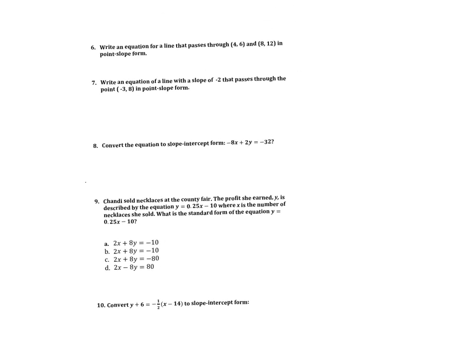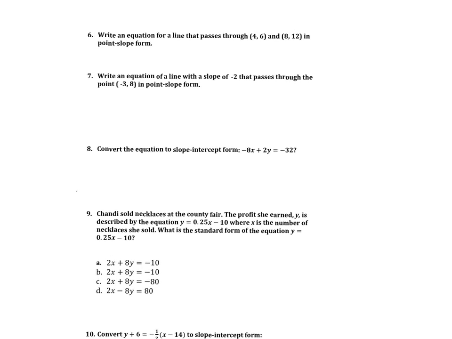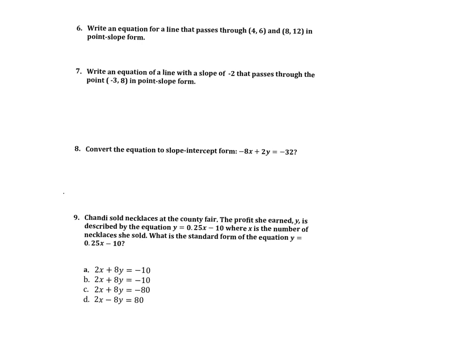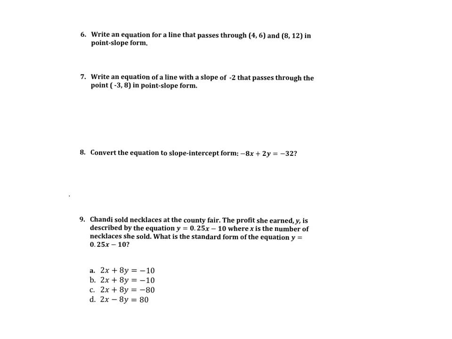Okay, this is a video for page 2 of the study guide, starting with question 6. Question 6: write an equation for a line that passes through (4, 6) and (8, 12) in point slope form. So now we are switching to point slope form. You'll want to remember that's y minus y1 equals m times x minus x1.